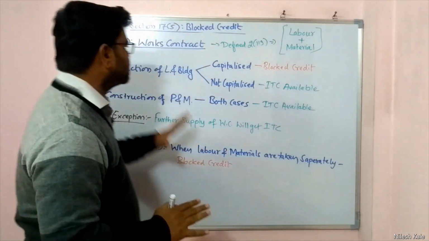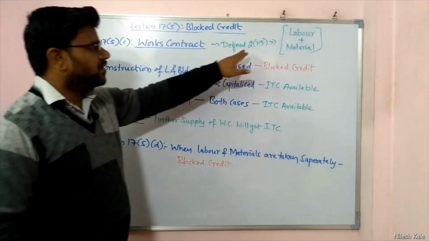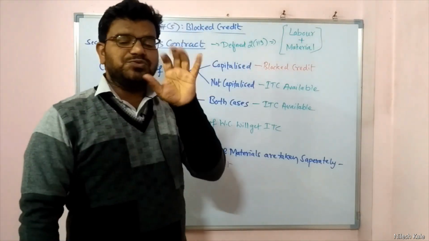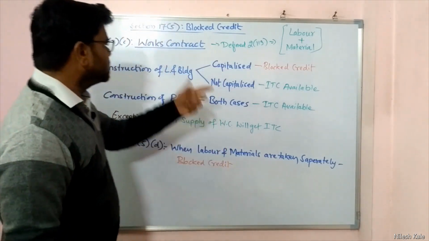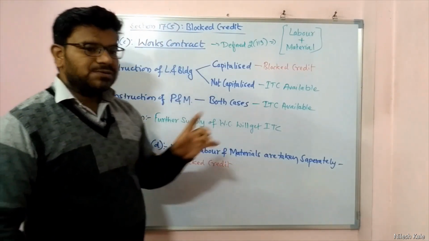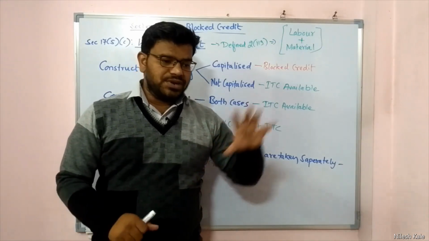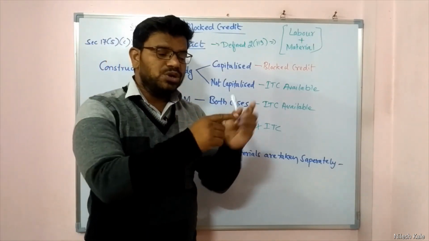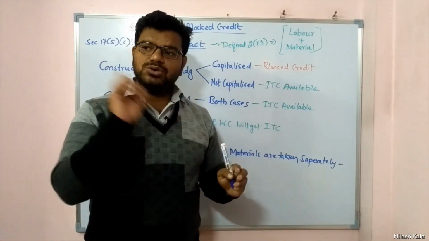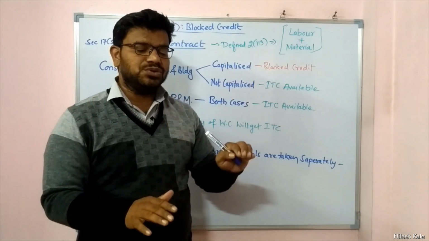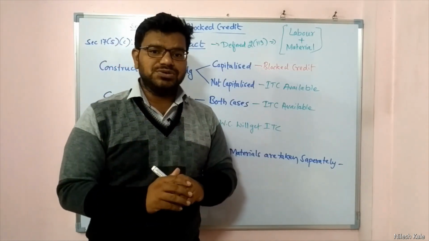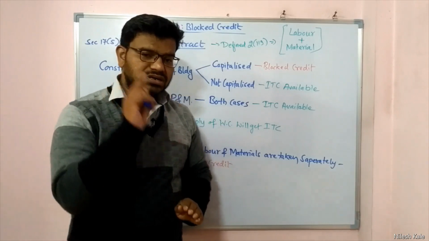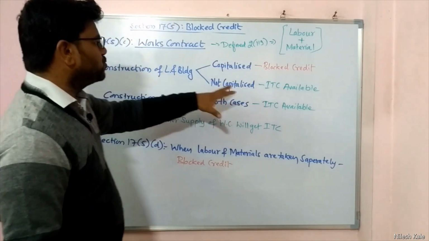Now this is works contract, clause C, which is defined under section 2 subsection 119. It says that when labor and material are clubbed together and you get one tax invoice, then we consider that as a works contract. For example, I want to paint a building. I will catch a painter and tell him, I want to paint this building. You have to bring the paint by yourself and paint it. I will not purchase the paint and brushes for you and then get your service. You just get this building painted and give me one tax invoice, one amount, and that amount I will pay you under works contract.